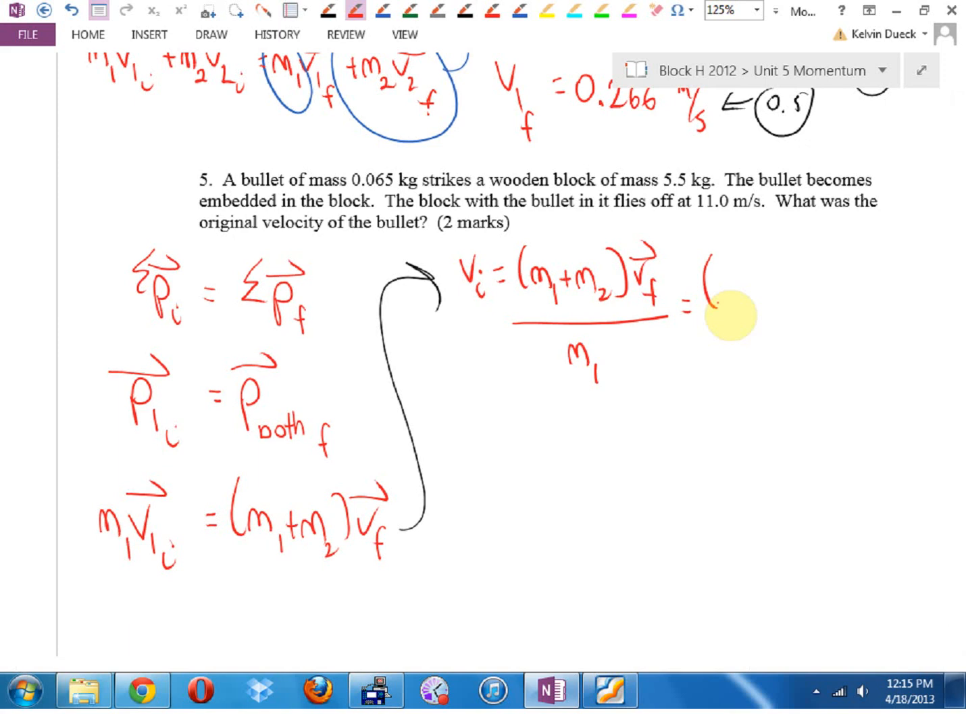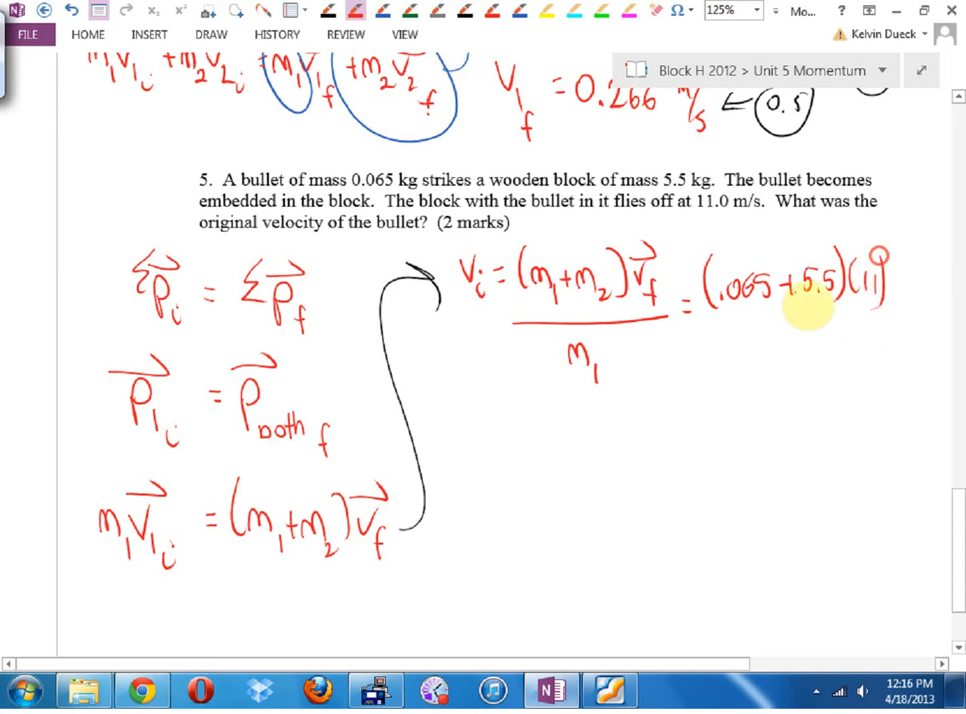It would be 0.065. I totally agree. Plus, what's mass 2? Yep. 5.25. What's V final after the collision? I don't know, it'd be like 11. I totally agree. All divided by, what was mass 1 again, kiddo? Still you.